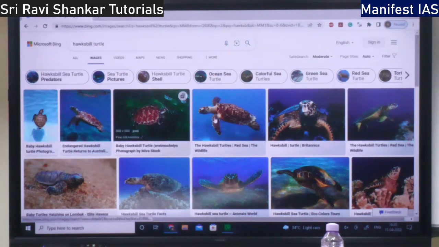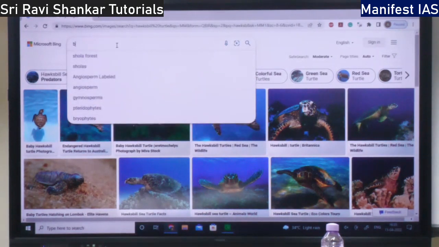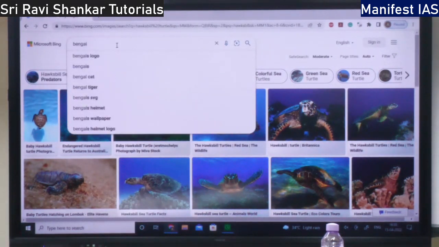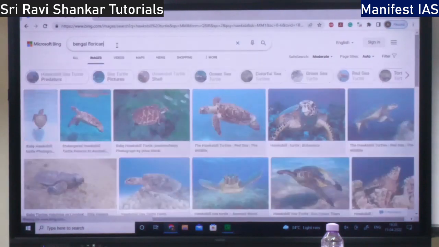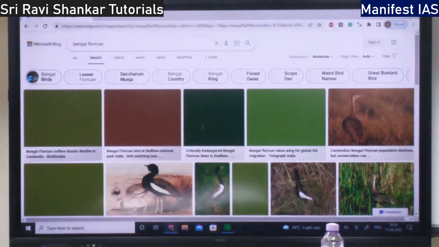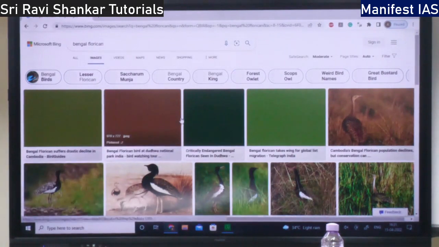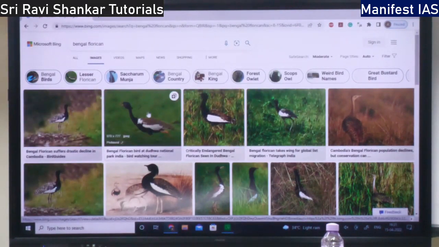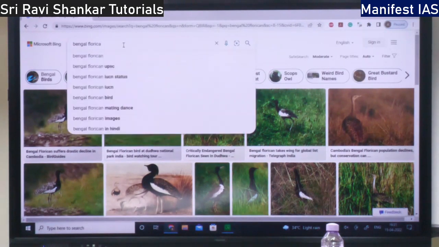Looks nice also. Then Bengal florican. It is critically endangered. You will find it in the grasslands. It's a bird. Bengal florican is critically endangered, right? They have a proper headgear also, right?